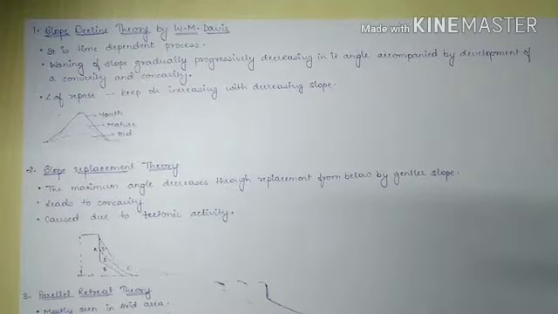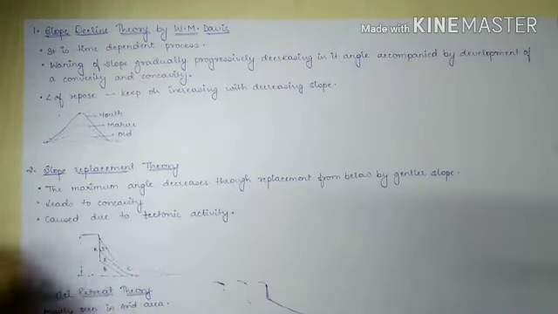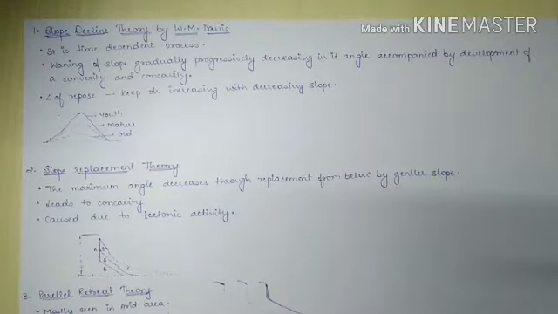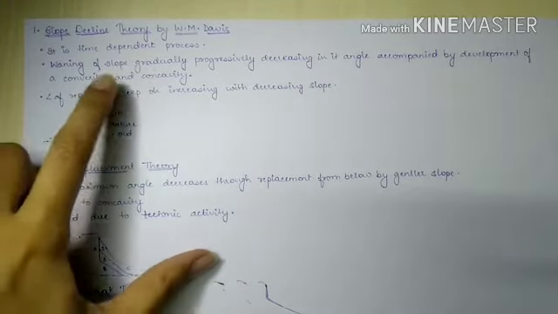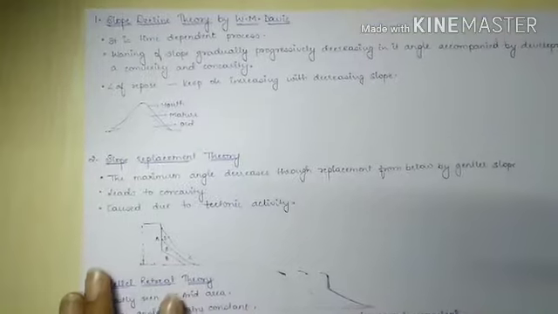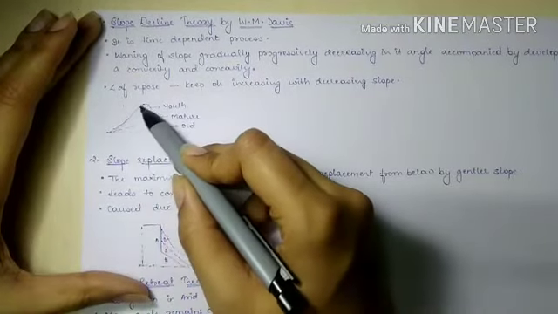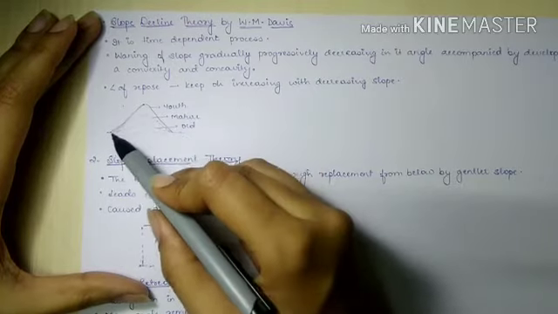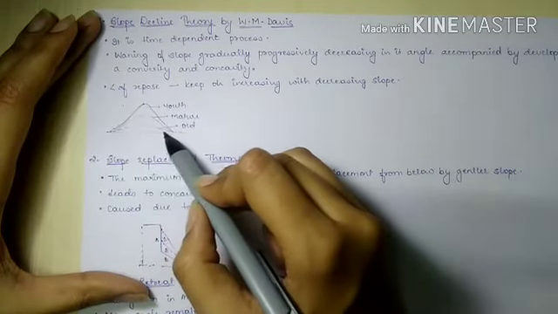The slope decline theory was given by W.M. Davis, who said that this whole process, the declining process, is time dependent, and he gave this in fluvial landform. He said that the waning of slope gradually and progressively decreases in its angle, accompanied by development of convexity and concavity. See, with time, the slope will progressively decrease in its angle.